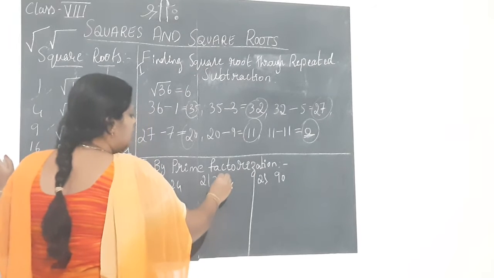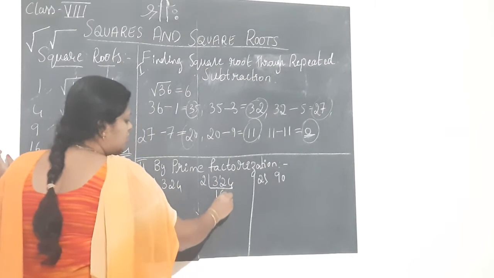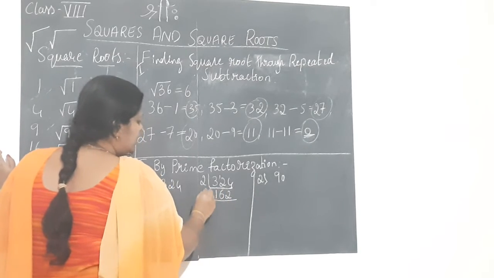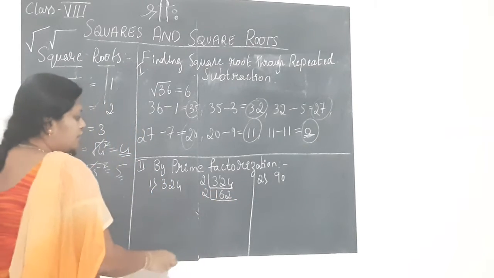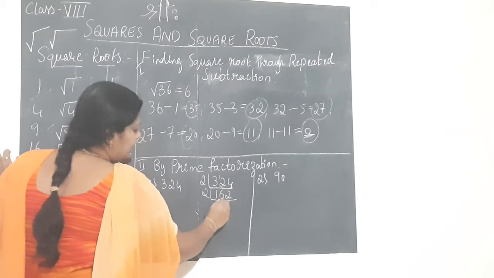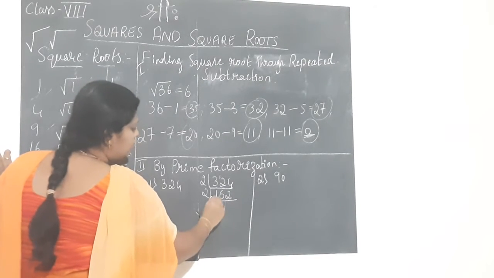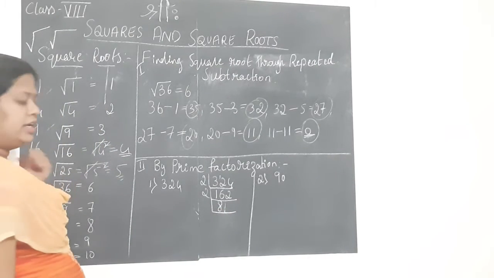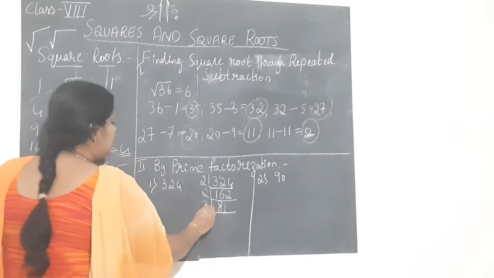2 1s are 2, 1 remaining, 2 6s are 12, 2 2s are 4. Next again, an even number is there, I will start with 2. 16 together if I take, 2 8s are 16, 2 1s are 2. 81, 1 is an odd number, so I cannot take 2. I will start with table 3.